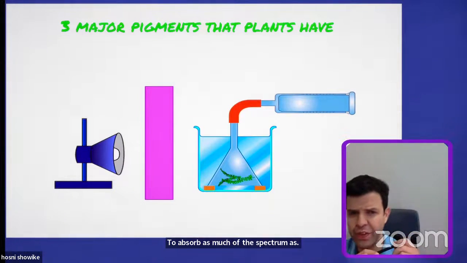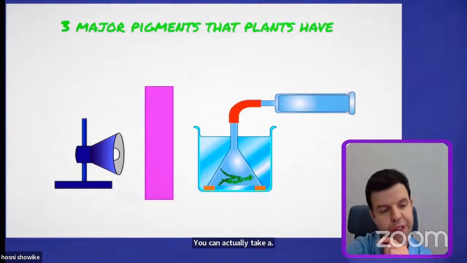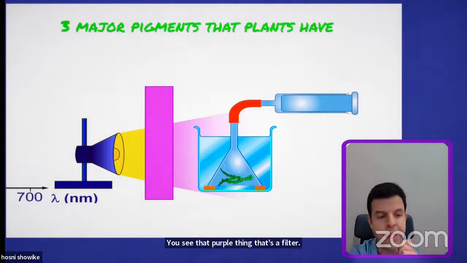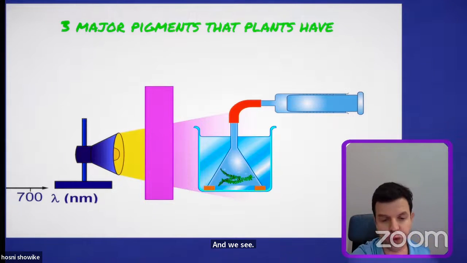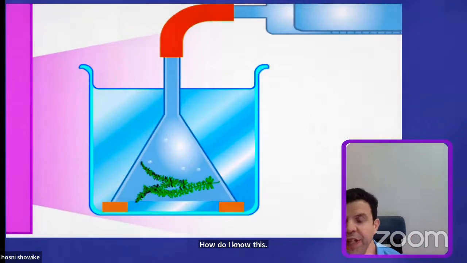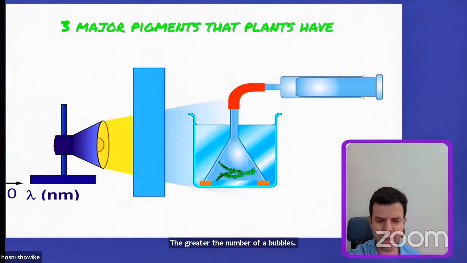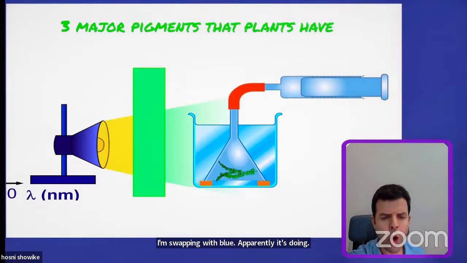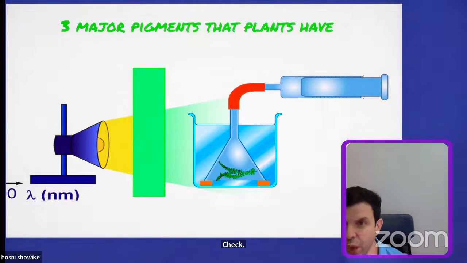You can actually check this. You can actually take a plant and put colored filters. You see that purple thing? That's a filter. And we expose the plant to the light. And we see when does the plant do higher rate of photosynthesis. How do I know this? I simply check the number of bubbles. The greater the number of the bubbles, the higher the rate of photosynthesis. I'm swapping with blue. Apparently, it's doing a lot of photosynthesis. With green, check. In green, the plant is not doing much photosynthesis.